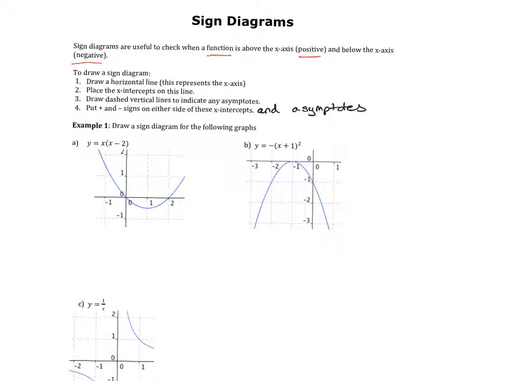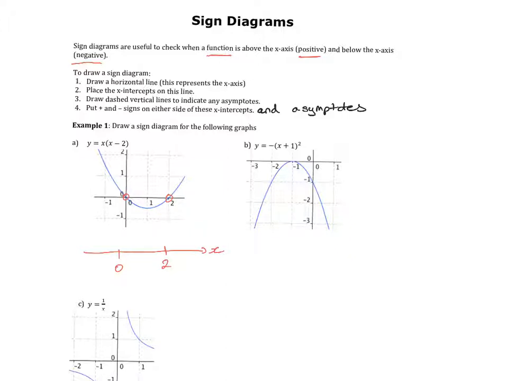Okay, so let's have a go. Example 1, draw a sign diagram for the following graphs. Okay, so I like to draw a red line for the x-axis. So it's like the x-axis there. Now we can see there are x-intercepts at 2 and 0. So I put in 2 and 0. There are no asymptotes, so I don't need to worry about that.